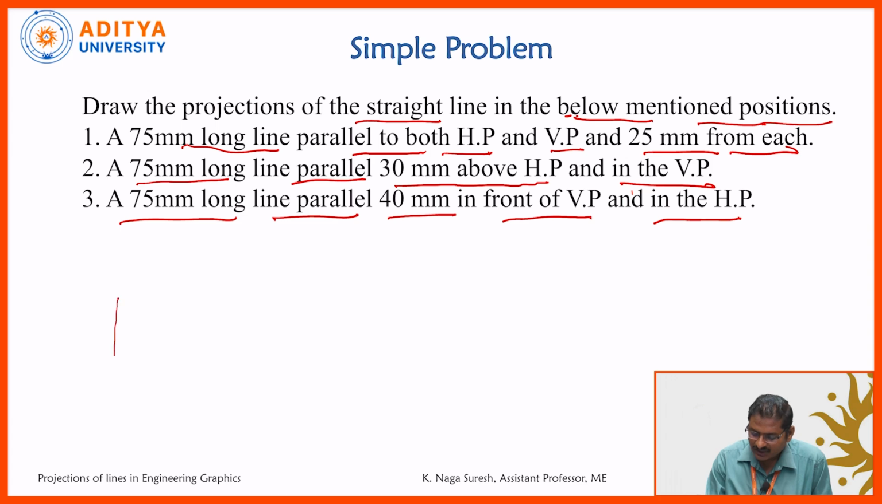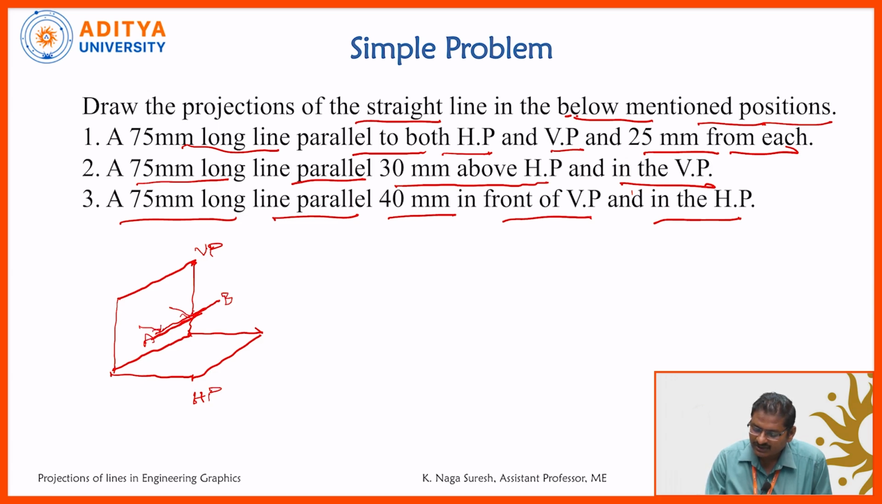First of all, I display the 3D representation of the first quadrant. This is the horizontal plane and this is the vertical plane. In that, they give a 75 mm long line parallel to both HP and VP, 25 mm apart. So this is the 75 mm long line. Let us assume this is AB. The distance from the VP is 25 and the distance from the HP is also 25. Yes, this is parallel to both HP and VP.